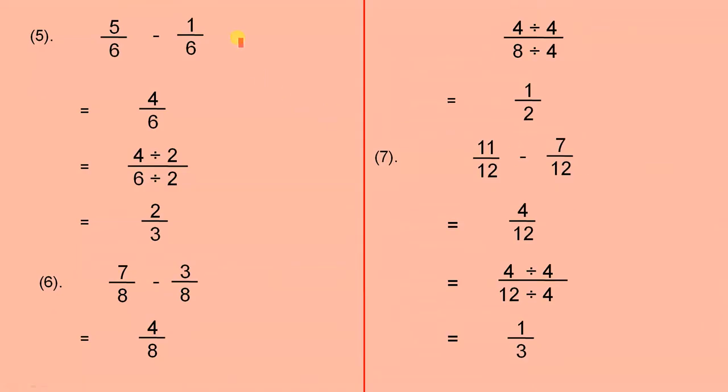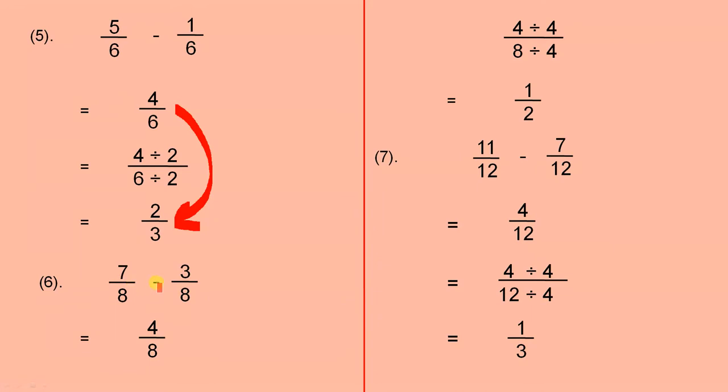5 over 6 minus 1 over 6, 5 minus 1 is 4, that gives us 4 over 6. What number divides into 4 and into 6 evenly? 4 divided by 2 gives us 2, 6 divided by 2 gives us 3, so 4 over 6 is the same as 2 over 3.